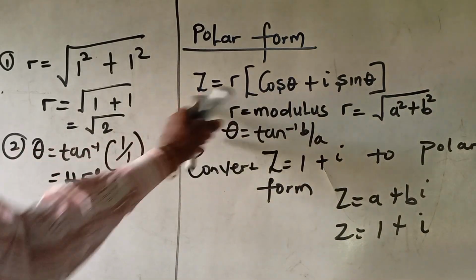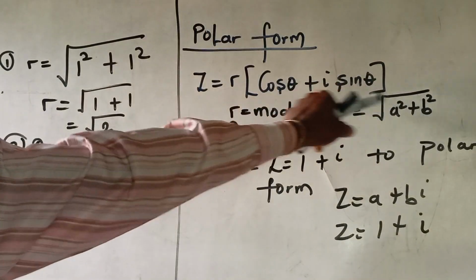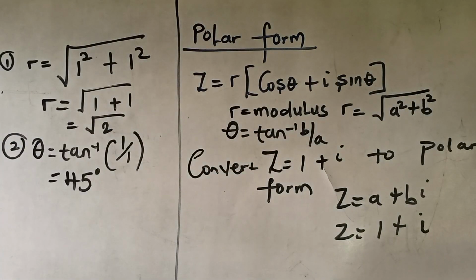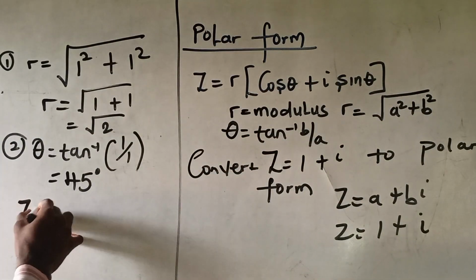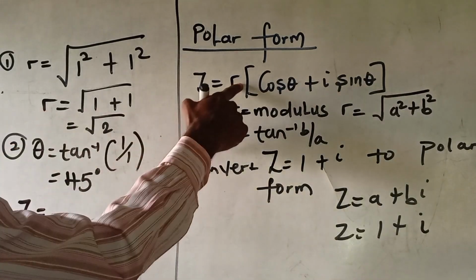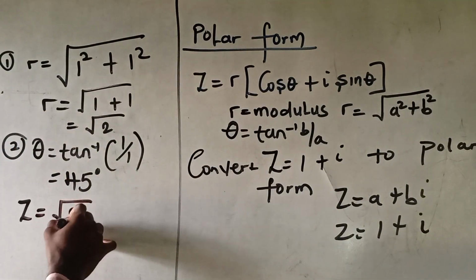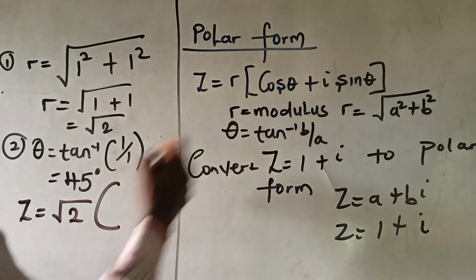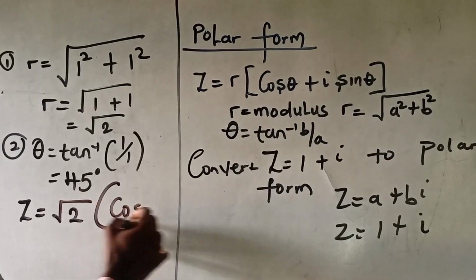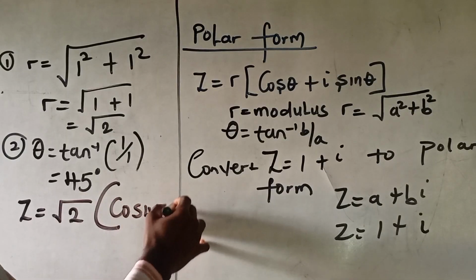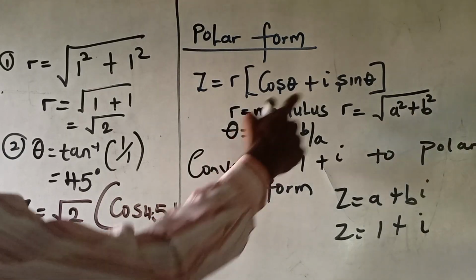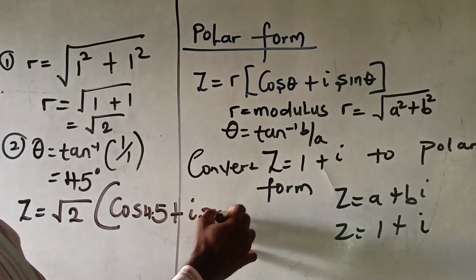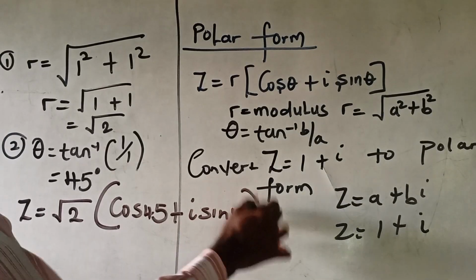So now you keep this. This is the final answer. So Z is equal to R, which is what? Look at R: R becomes the square root of 2 into cos 45 plus I sine 45. This is the final answer.